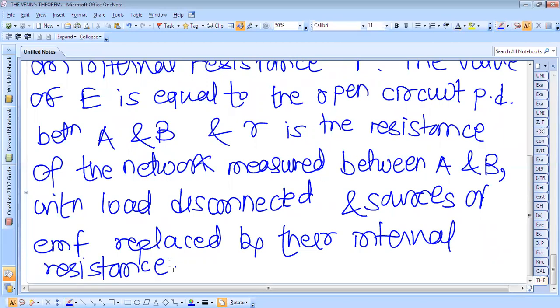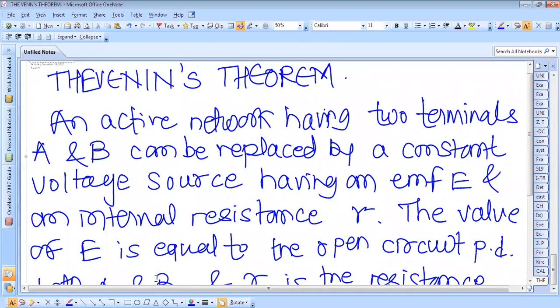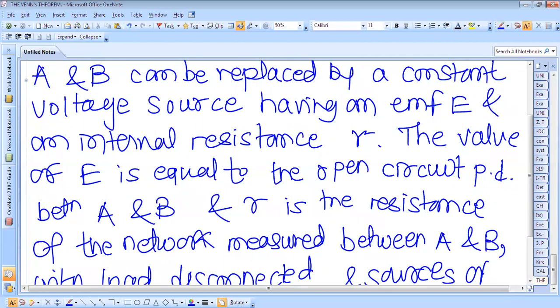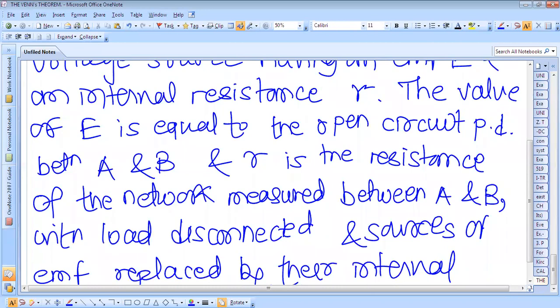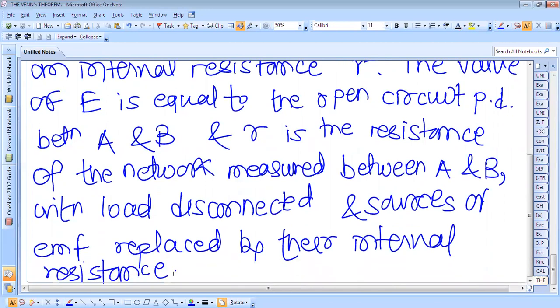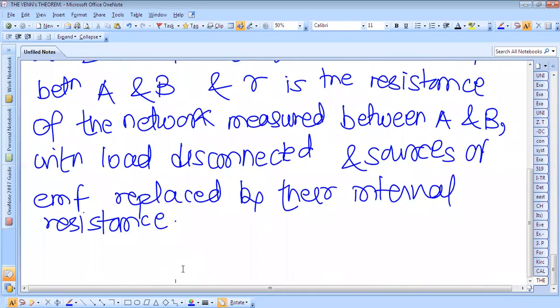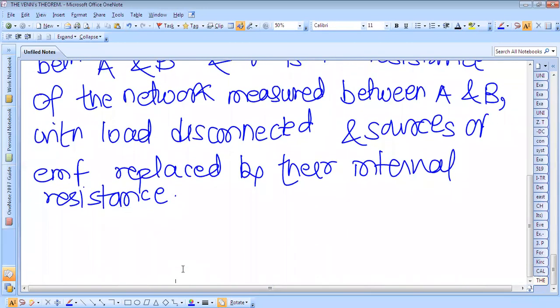Okay, so this is the statement of Thevenin's theorem. So if there is an active network having two terminals A and B, which can be replaced by the constant voltage source having an EMF E and an internal resistance R, therefore the value of E is equal to the open circuit potential difference between A and B, and R is the resistance of the network measured between A and B with load disconnected and sources of EMF replaced by their internal resistance. So this is the statement. Now according to the statement, we'll draw the circuit diagram.